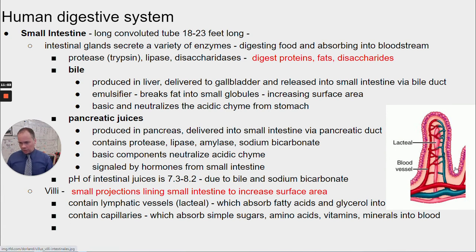And we could see a cross section here. So this is the lining of the small intestine. This is one of those villi. And what you can see is that in the villi are blood vessels, capillaries. So as food is passing over these villi, nutrients that have been broken down, glucose and amino acids and so forth, can be absorbed through the lining of the small intestine into the blood, where they can then be distributed throughout the body.